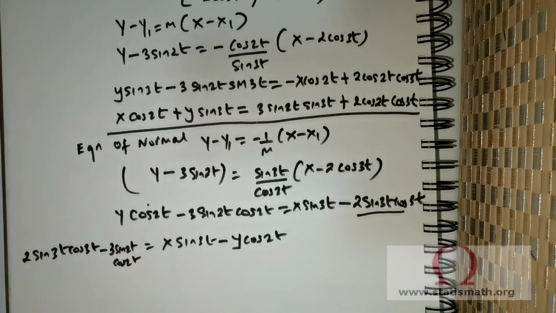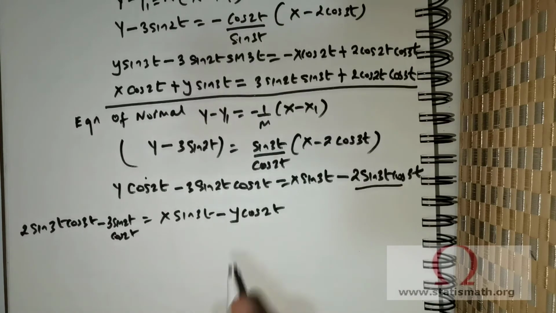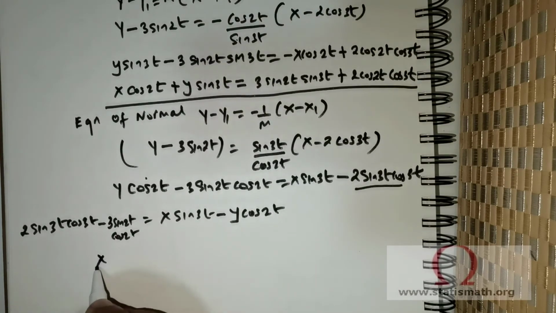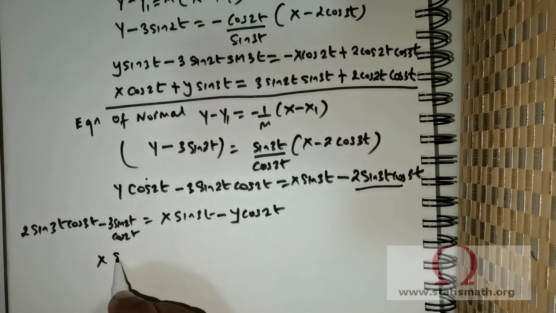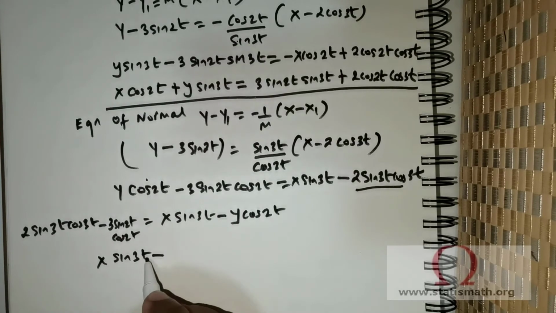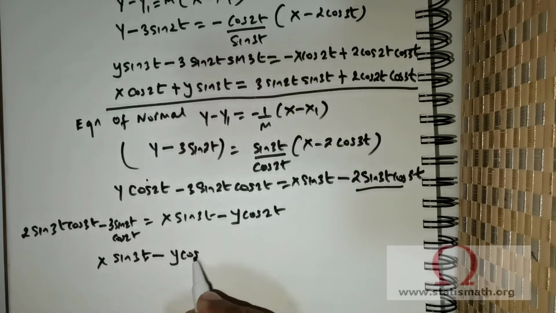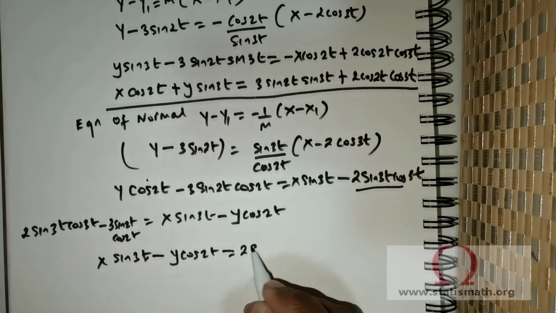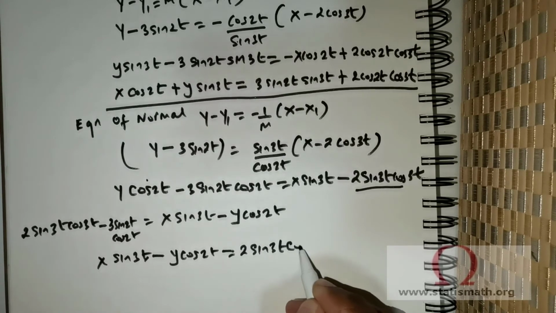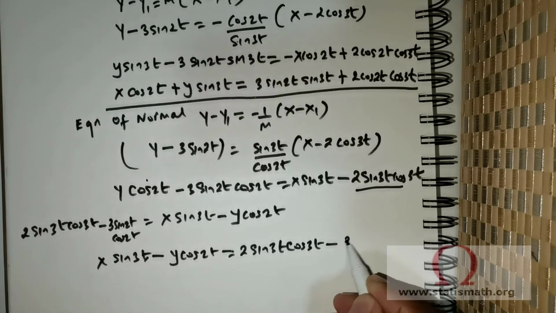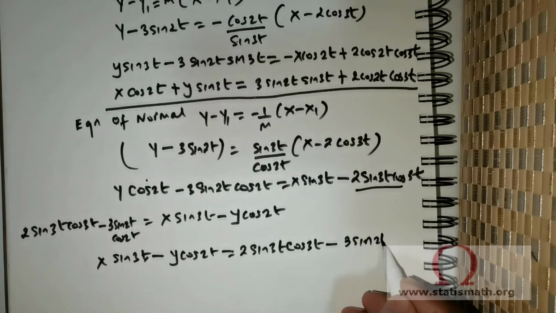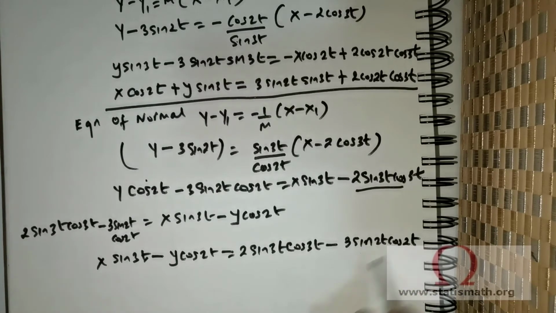So that would be the equation of the tangents. Just for the sake of clarity, maybe I can use some formula of sine t. Let me rewrite it here. So this is going to be x times sine 3t minus y times cos 2t is equal to 2 times sine 3t cos 3t minus 3 times sine 2t cos 2t.